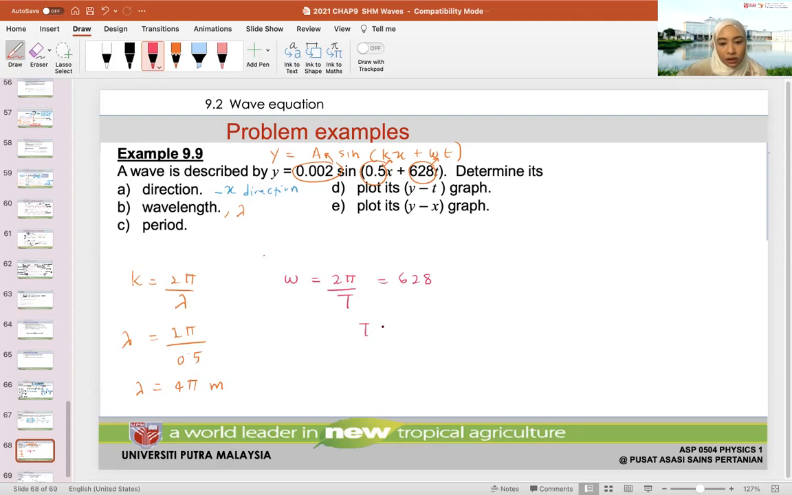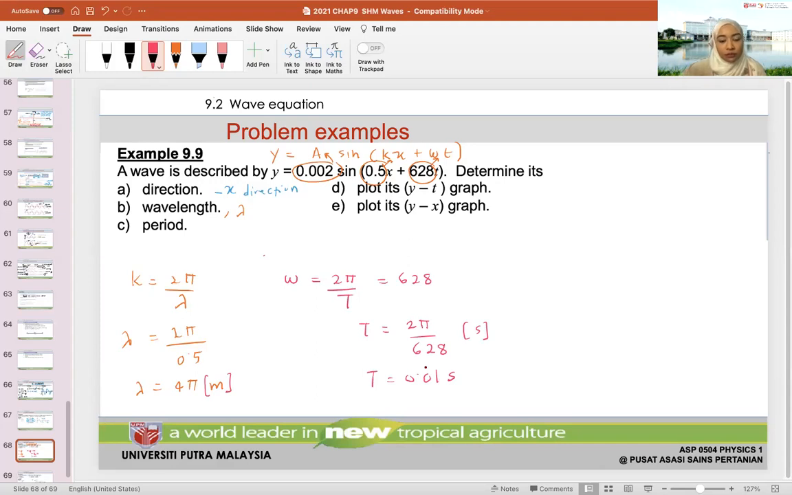628. So 628. So T is just 2 pi divided by 628, and this should be in seconds. What's the answer? 2 pi divided by 628. 0.01. Thank you. 0.01 seconds.